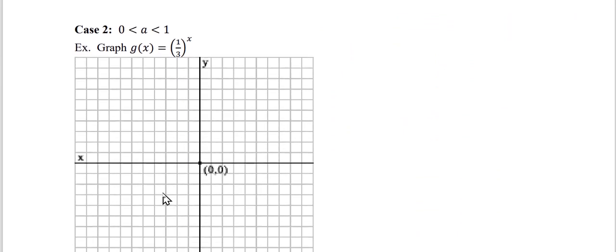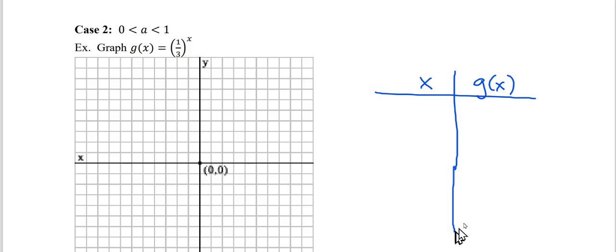This one's a little different because now we're looking at a situation where that base is between 0 and 1. So we're looking at this fraction. Let's do the same idea here. Generally, I don't like tables of values to figure out what a function looks like. But when we don't know, it gives us a good idea, and then we can think about what happens if we did other values.